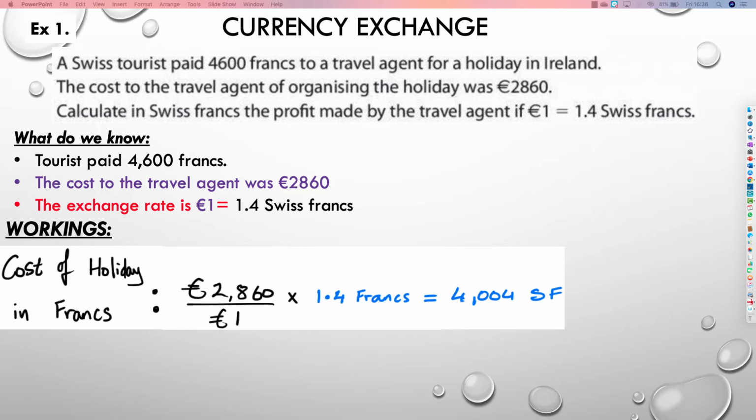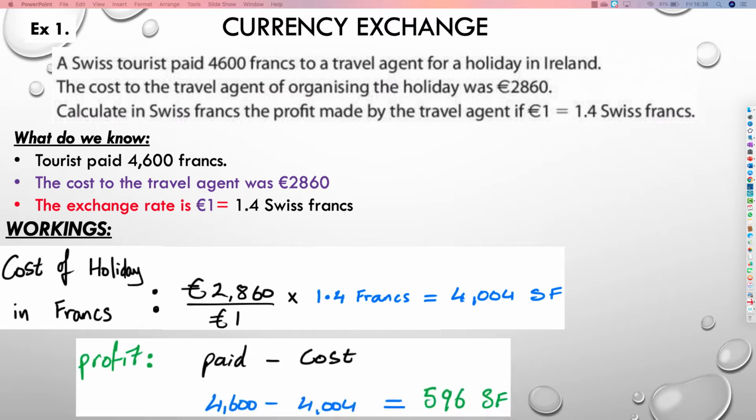So the question is, calculate in Swiss francs the profit made by the travel agent. We take 4,004 away from 4,600 and get 596 Swiss francs. And that's how much profit you get in Swiss francs. And that's the most important thing to remember: we divide by the currency we have and multiply by the currency we want. Is that okay? Right.